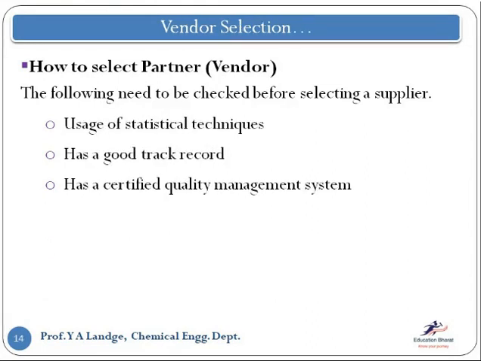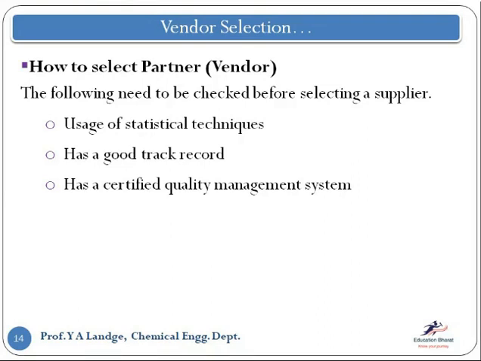Another point is that the vendor uses statistical techniques, has a good track record, and has a certified quality management system. Now, having a good track record means we have been dealing with these vendors and suppliers for a long period of time, and the record is very good. Track record means whatever experience we had with that vendor in the initial days, it might be very good. He supplied the product on time with good quality, no problem. There is no need to recheck the product.